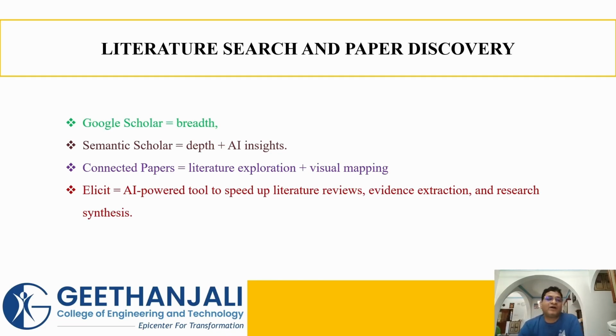So to summarize the various literature search tools: Google Scholar is used for breadth, whereas Semantic Scholar offers depth and AI insights, whereas Connected Papers offers literature exploration plus visual mapping. Elicit is an AI-powered paid tool to speed up literature reviews, evidence extraction, and research synthesis.